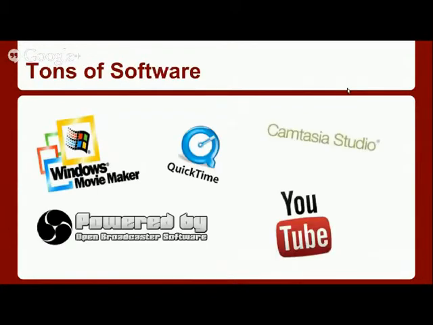So the next thing is the software you're going to be using. There's actually tons of software out there. A lot of it's free, some of it's paid. If you're using Windows, you're probably going to use Windows Movie Maker. Using Apple, you're going to want to use QuickTime. I think Open Broadcaster Software is also a Windows product. If you want to pay for really good software that's cross-platform, I think it's available for Windows and Mac, there's Camtasia Studio. Camtasia Studio costs about $150, I think, for an individual user.